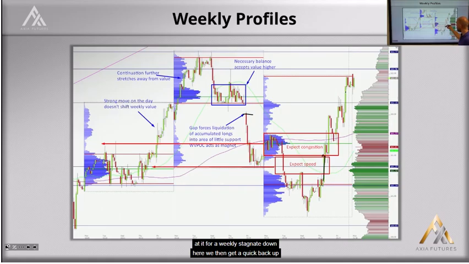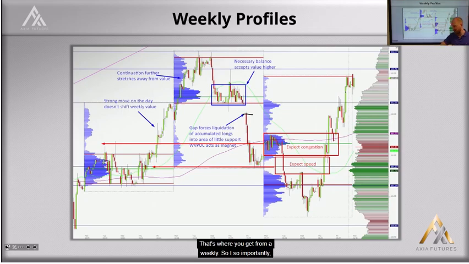Stagnate down here, we then get quick back up. You can expect congestion. Look where this is going on. VPOC of this range is the low volume over here. It's light volume over here. And this is why you then have early in the week chop here, inability to just continue to trend up here. Market balances, and then you do get the drag back towards previous value higher. But this then serves to actually start to fill some of this zone in. That's what you get from a weekly.